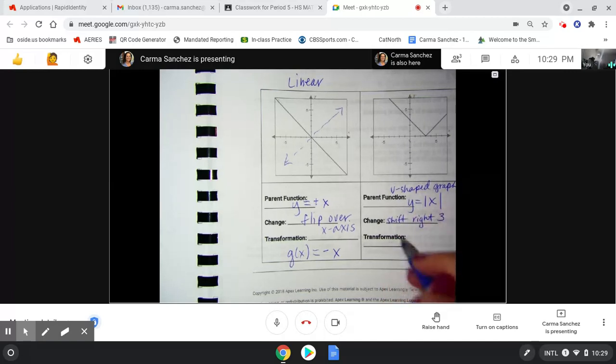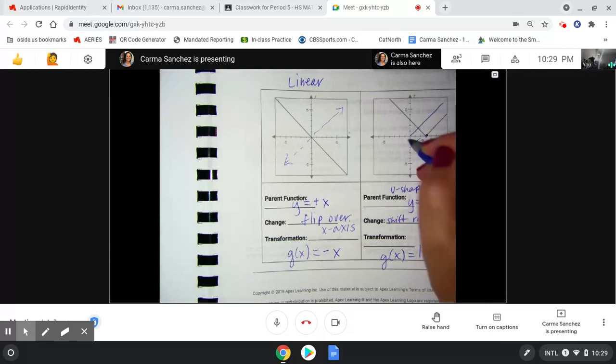And so what does my function look like? Everywhere that there's an x, it's now going to be an x minus 3 for the shift right. So notice this x changed to an x minus 3 because it shifted right 3. There's the new vertex. Here was the original parent graph.